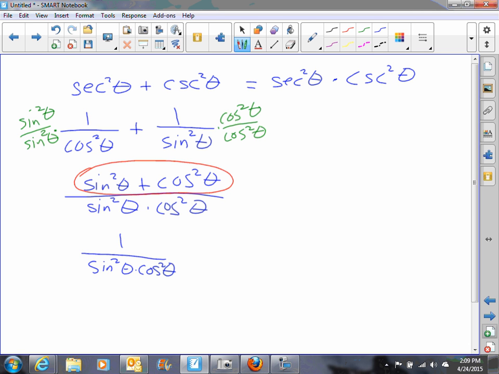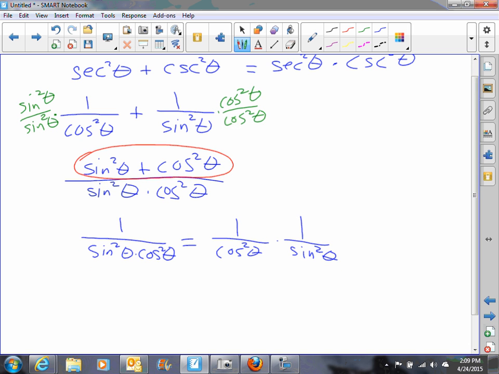Now, since we're multiplying in the denominator here, actually, let's do this: 1 over the cosine squared of theta times 1 over the sine squared of theta. Because when you multiply the fraction 1 over the sine squared of theta times 1 over the cosine squared of theta, you'll get 1 over sine squared theta cosine squared theta.